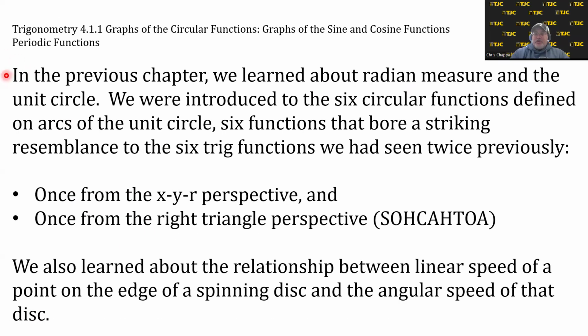In the previous chapter, we learned about radian measure and the unit circle. We were introduced to the 6 circular functions defined on arcs of the unit circle, 6 functions that bore a striking resemblance to the 6 trigonometric functions we had seen twice previously. Once from the XYR perspective, and once from the right triangle perspective, commonly known as SOHCAHTOA. We also learned about the relationship between linear speed of a point on the edge of a spinning disk and the angular speed of that disk.